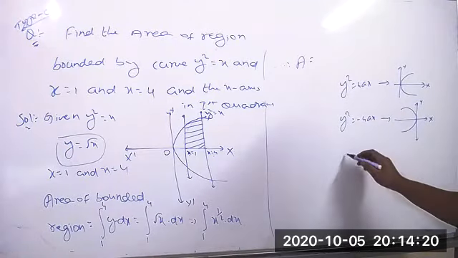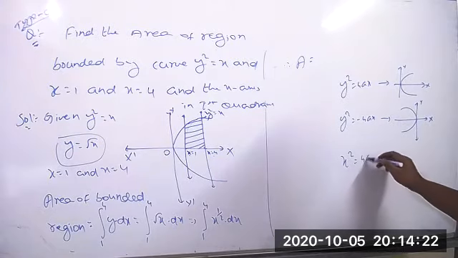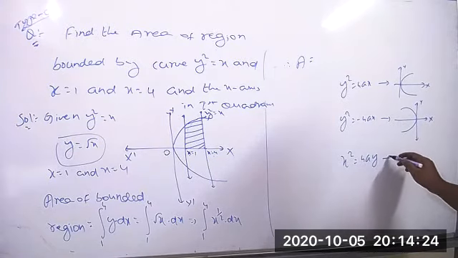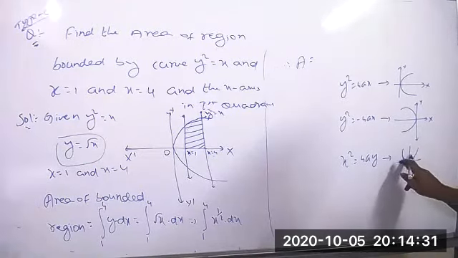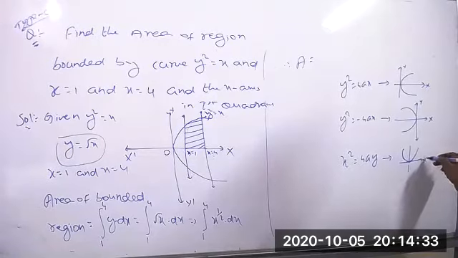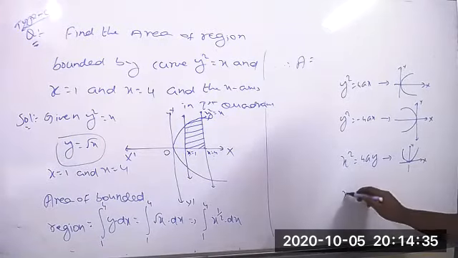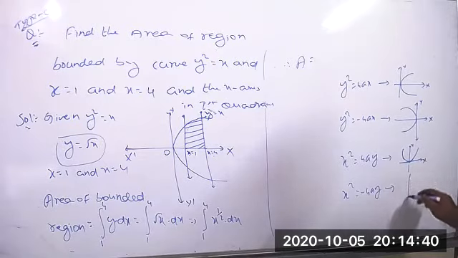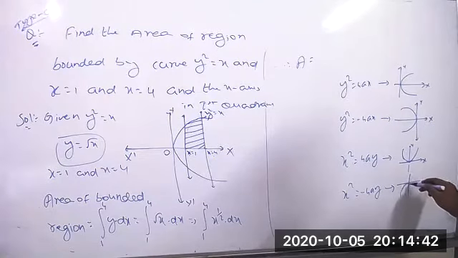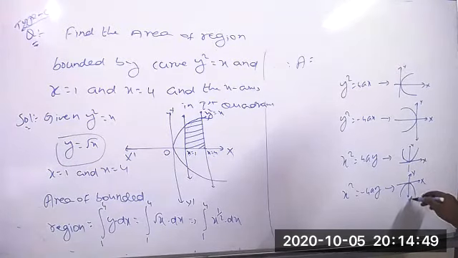They'll give some different forms. X square equal to 4ay: in this case, the parabola equation will look like this, passing through the origin, with the x and y axes. And x square equal to minus 4ay: the parabola will look like this. This is the y dash and x dash.